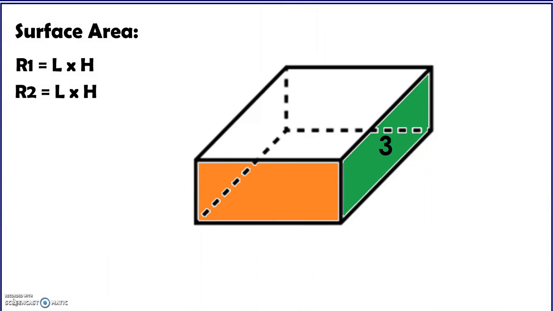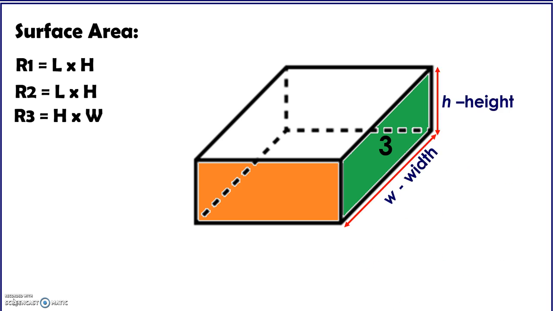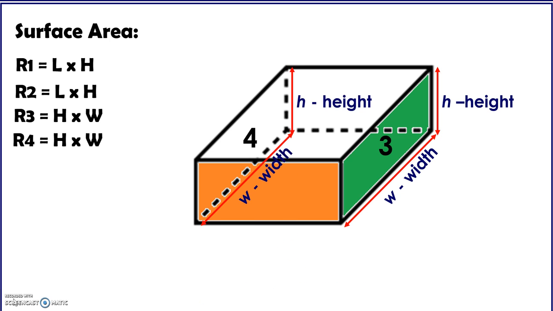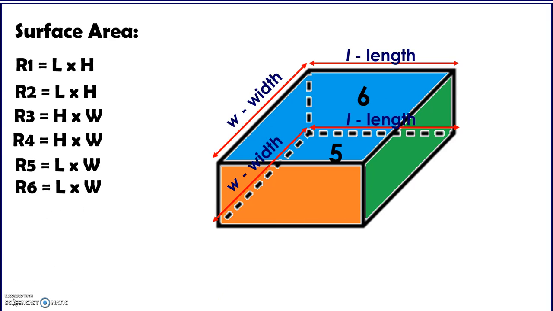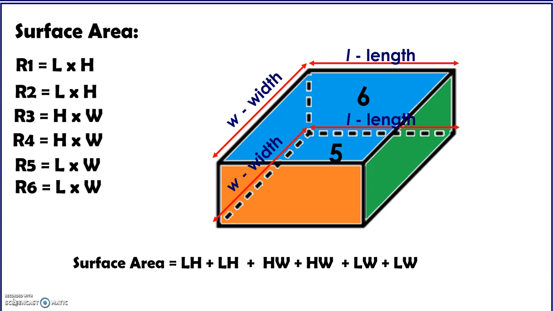Next, let us look at the rectangles at the side faces. The area of the rectangle at the side is height times width. Similarly, the other face is also height times width. Therefore, the sum of the areas of the side faces is height times width plus height times width. Lastly, let us look at the area of the rectangle at the bottom. It is length multiplied by width. The area of the rectangle at the top will also be the same as the area of the rectangle at the bottom. Their sum will be length times width plus length times width.